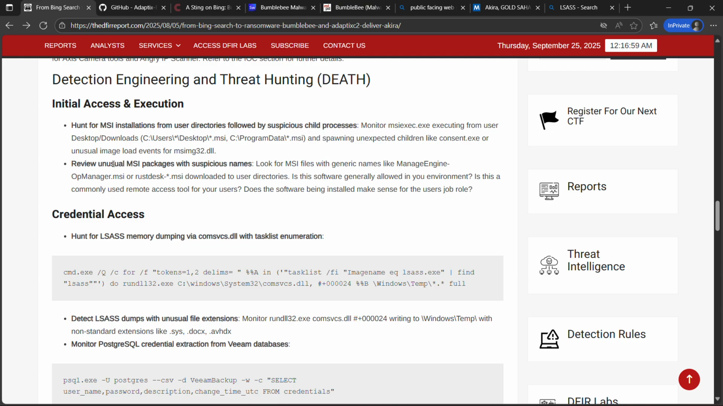Review unusual MSI packages with suspicious names. Look for MSI files with generic names like ManageEngine, opmanager.msi, or rustdesk.msi downloaded to user directories. Is this software generally allowed in your environment? Is this your commonly used remote access tool for users? Does the software being installed make sense for the users to jump from?